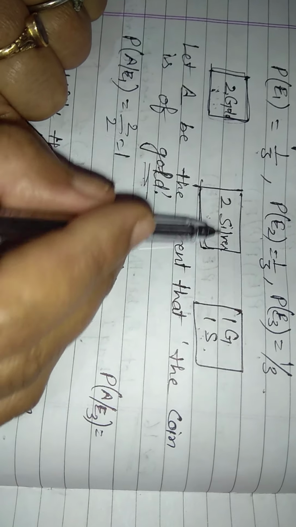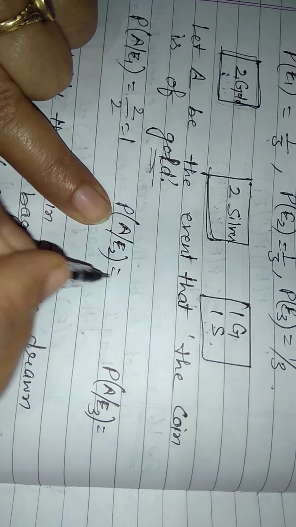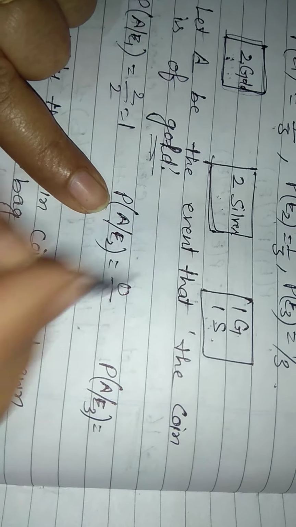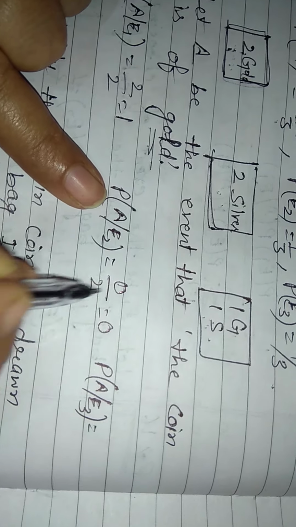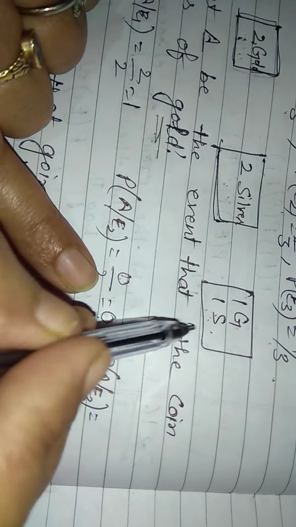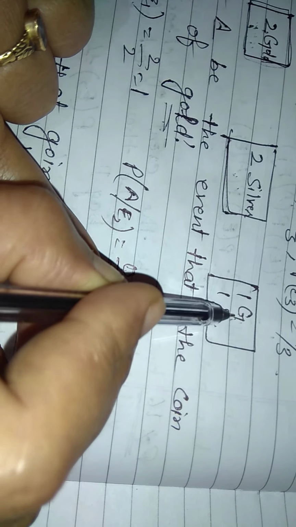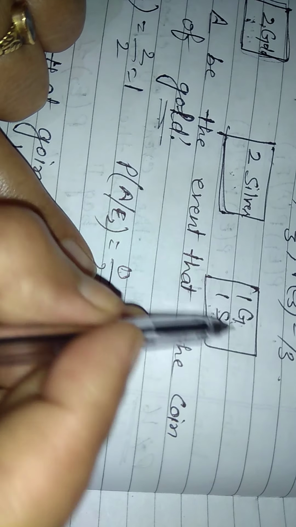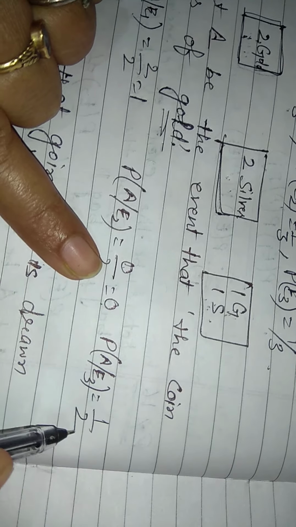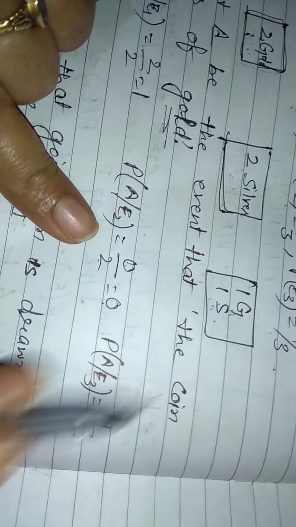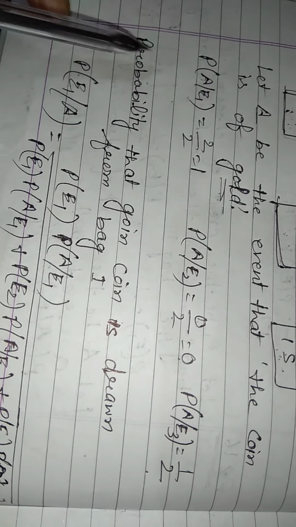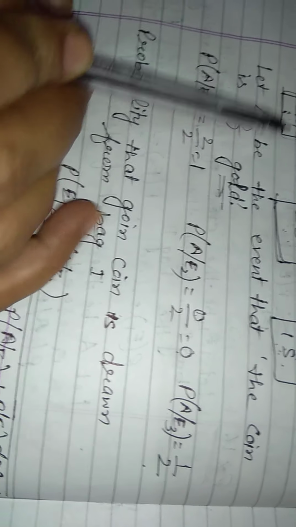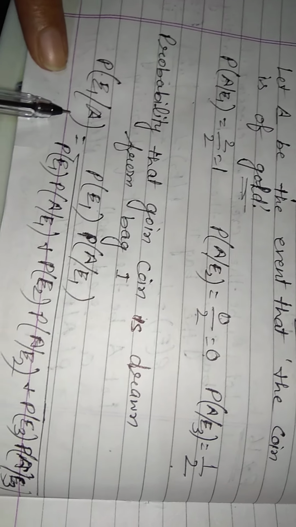In second, there is no gold coin. So what is favorable to gold? 0. And total are 2. Then what is the probability? 0 upon 2 is 0. Now in third, 1 gold coin and 1 silver coin. So gold coin probability will be 1 upon 2, because 1 is favorable and total are 2. What is the probability? 1 upon 2. And we have to find the probability of a gold coin from the first bag. So we will take P(E1|A).